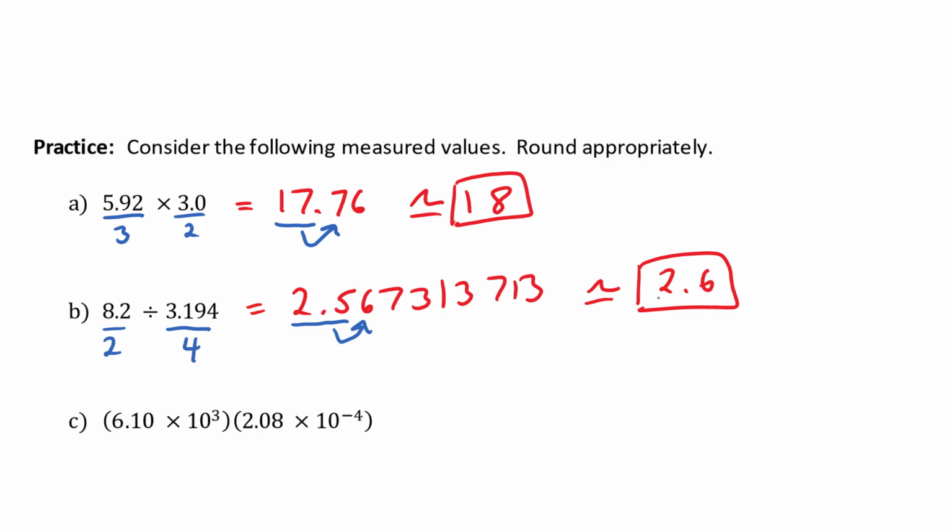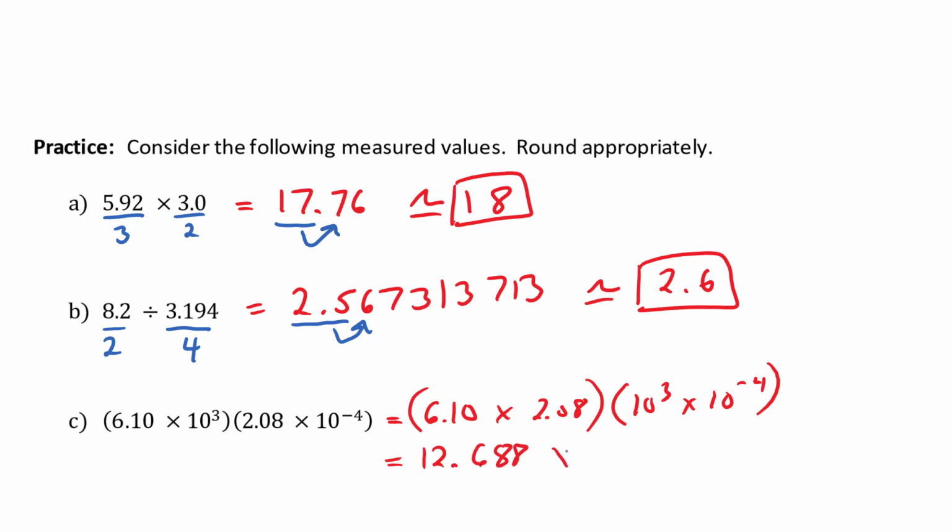Look at this. We have the numbers in scientific notation. Same rules apply, though. Let's combine them. We're multiplying them, so we can do 6.10 times 2.08 multiplied by 10 to the 3 times 10 to the minus 4. Work that out now.